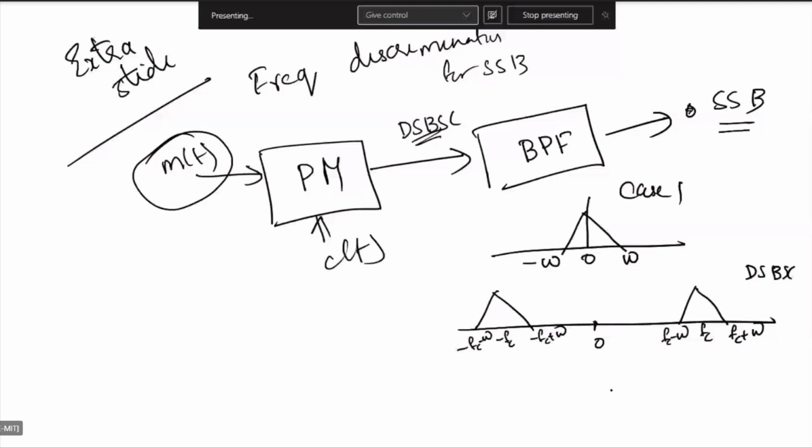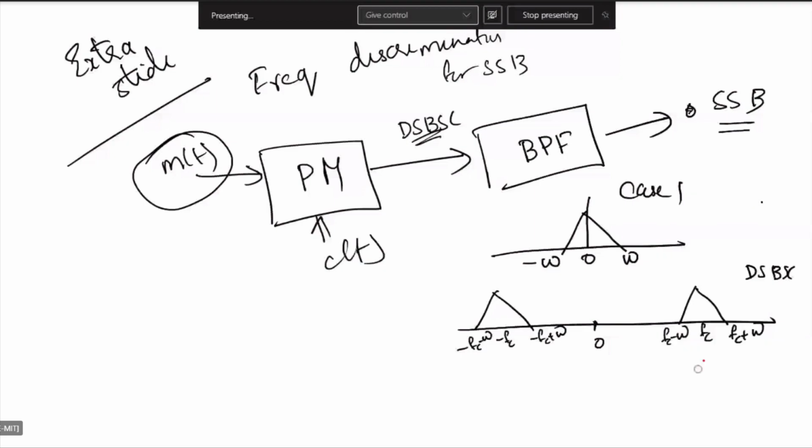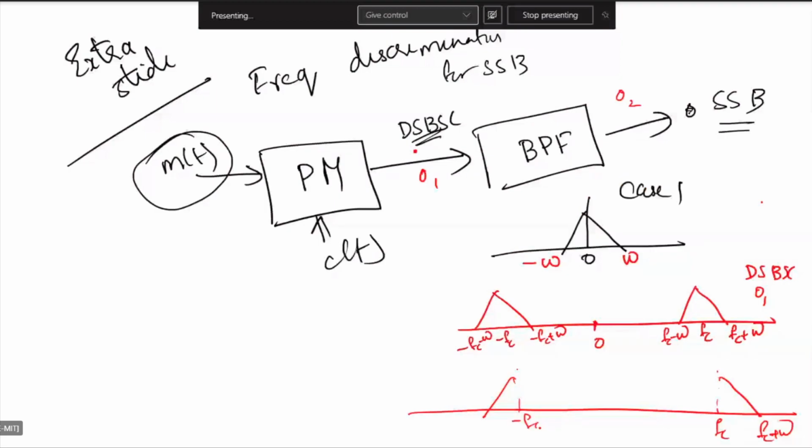So now how to get the SSB signal? We need to filter it. See here, the DSBSC signal at this point, the output is shown here. Output 1. This is the spectrum of output 1. So now how to get output 2? This output 2 should be our SSB. This is our SSB spectrum. This is FC plus W. This is minus FC. This is minus FC minus W. See here.